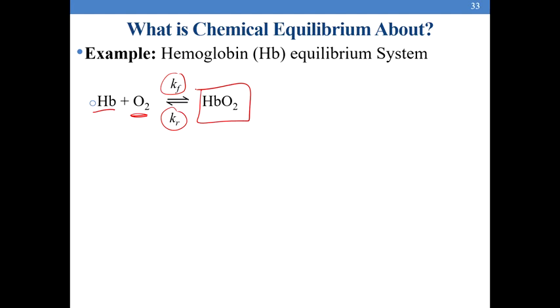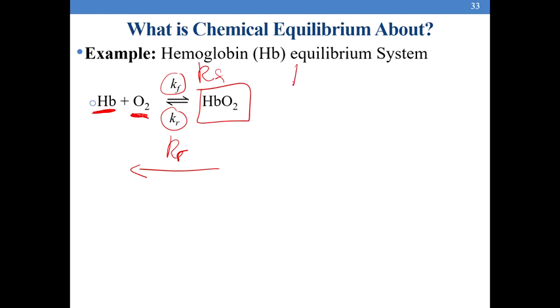So we have a forward rate, that is this little k with the subscript F for forward, and we have a little k with the subscript R for reverse. So as the hemoglobin delivers the oxygen to the muscles in your body, the equilibrium shifts back to the left, and then we have empty hemoglobin until you breathe in again and breathe more oxygen, okay?